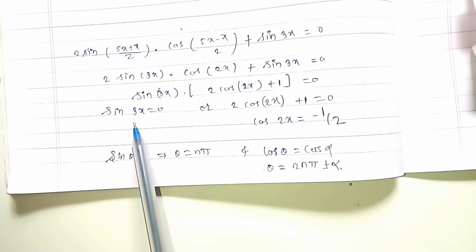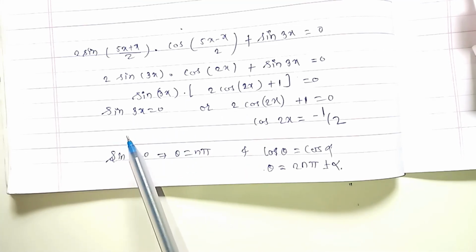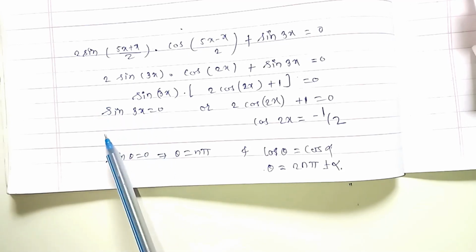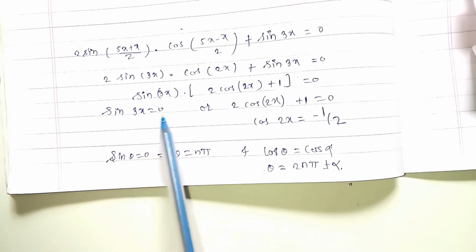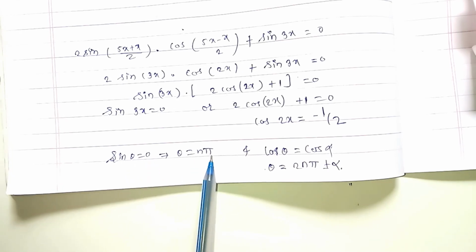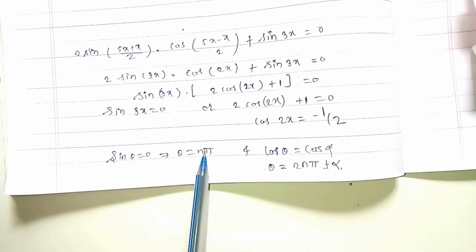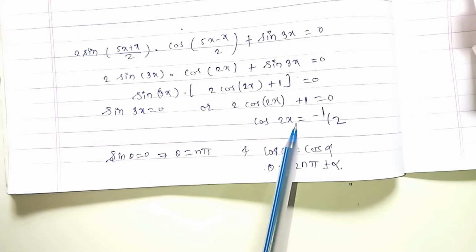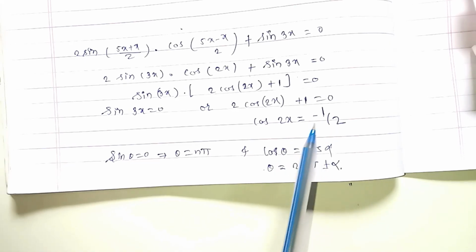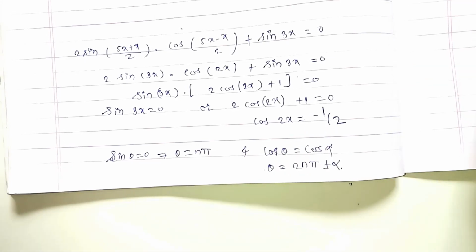Now apply the general result, as we used to find the principal general solution of a trigonometric function. We take these results into consideration. So when sin theta is 0, theta is equal to n pi, that means 3x is equal to n pi. And when cos theta is equal to negative of 1 by 2, we know that negative of 1 by 2 is the value of cos 2 pi by 3. Okay, so let's go to the next step.